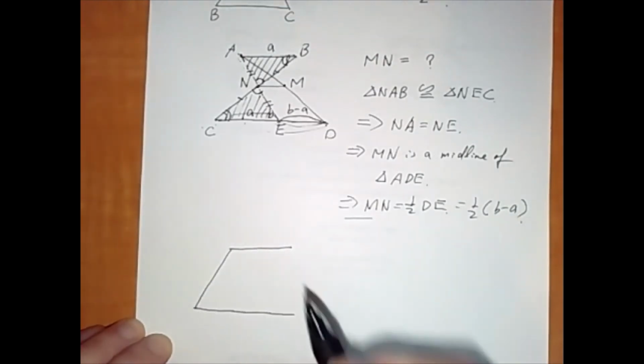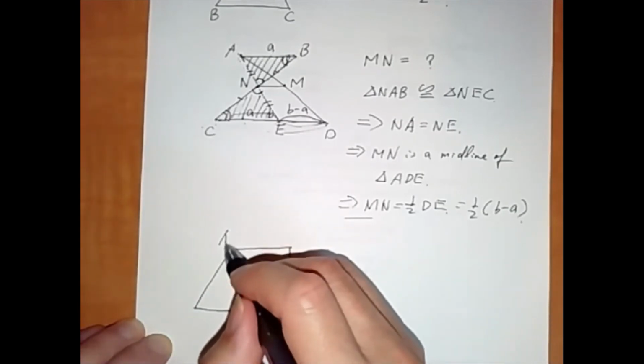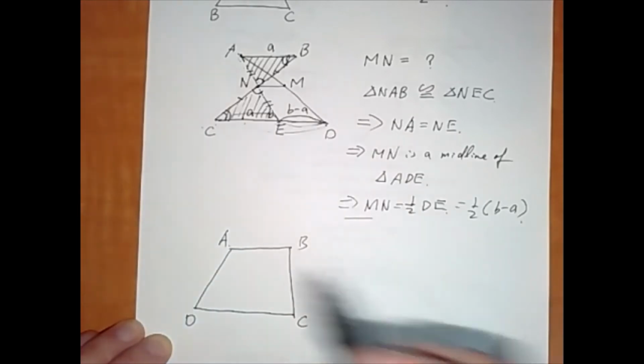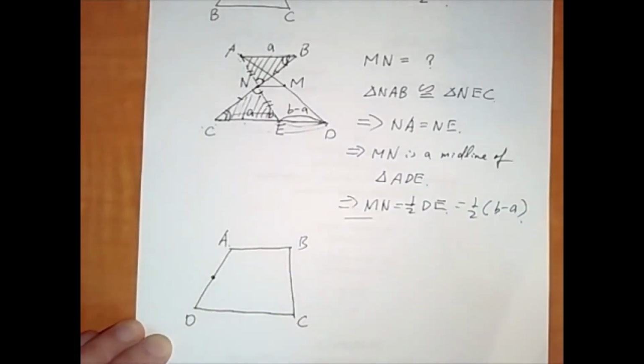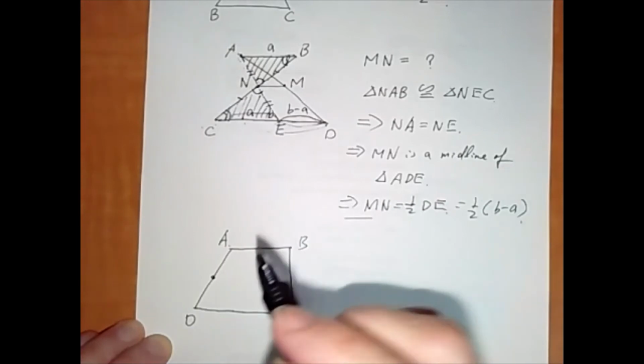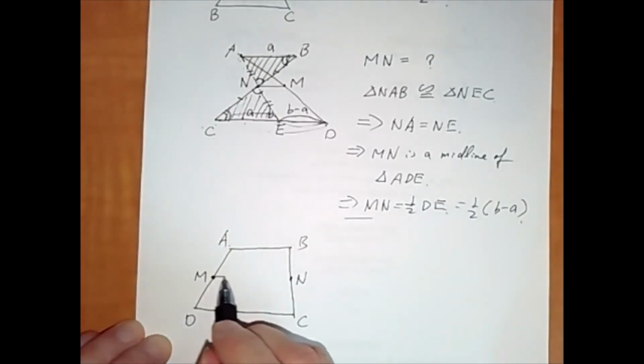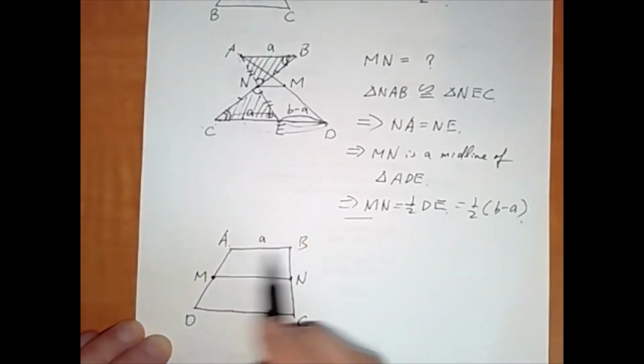Consider a trapezoid ABCD. AB is parallel to CD, and the midpoint of AD is M, the midpoint of BC is N. We have the midline of the trapezoid, the top length A, the base B. Then we know MN is the average of A and B. How do we prove that?